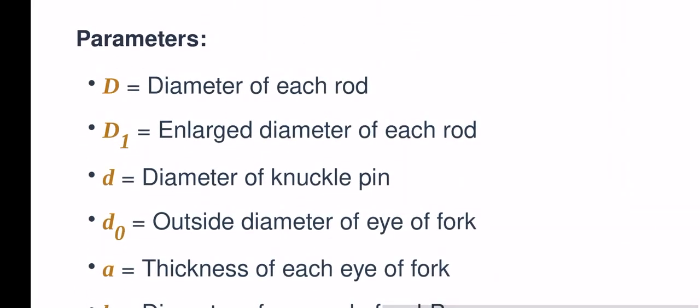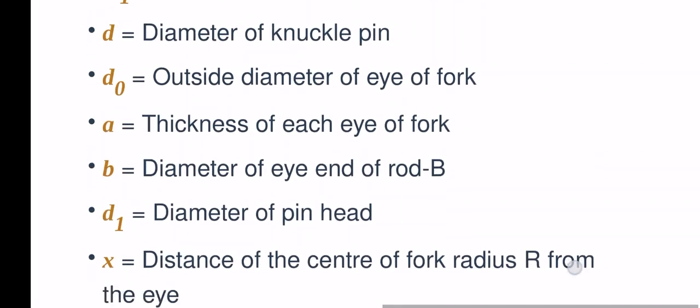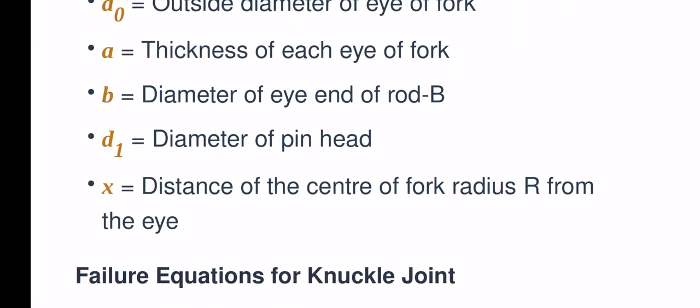Parameters: d, diameter of each rod. d1, enlarged diameter of each rod. d, diameter of knuckle pin. d0, outside diameter of eye of fork. a, thickness of each eye of fork. b, thickness of eye end of rod. d1, diameter of pin head. x, distance of the center of fork radius r from the eye.